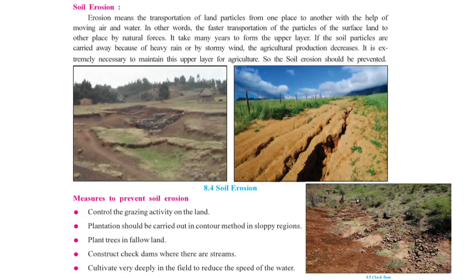Plantation should be carried out by the contour method in sloping regions. Now they say that when you do plantation, the trees or the stems ultimately hold up the soil. Their roots hold the soil and the soil will not move. Plant trees in fallow land, barren land, trees should be planted on it.